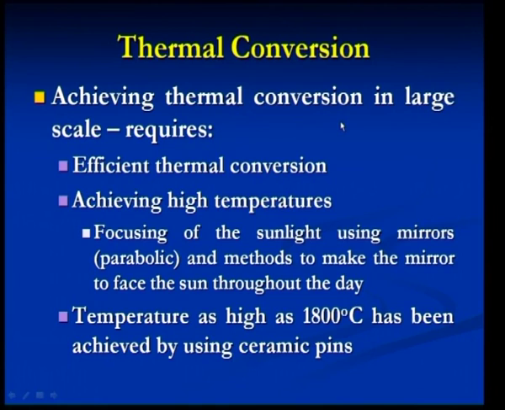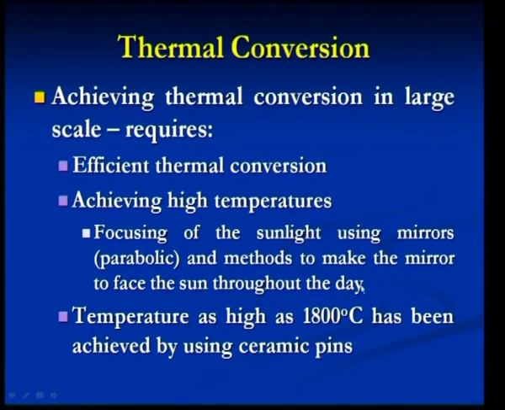Achieving thermal efficiencies on a large scale definitely requires three important things. One, it should have an efficient thermal conversion system. Secondly, achieving high temperature should be possible, and it can be done by focusing the sunlight using parabolic mirrors and various methods to make the mirror face the sun throughout the day. Thirdly, temperatures as high as 1800 degrees Celsius can be achieved very easily, and this has already been proved by making use of ceramic pins.